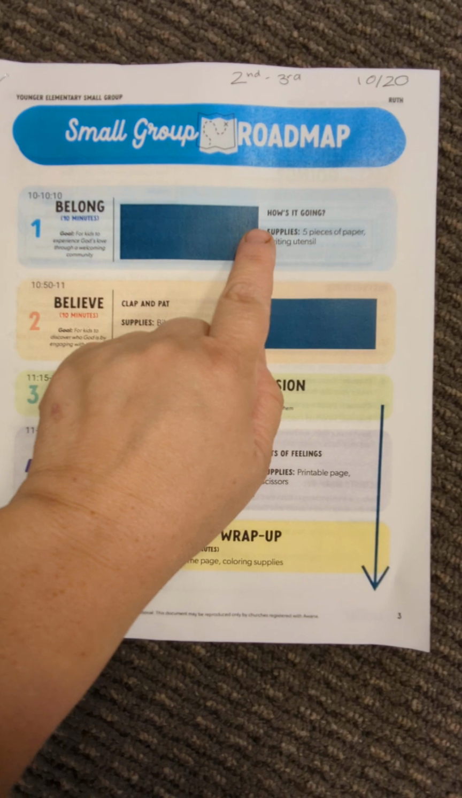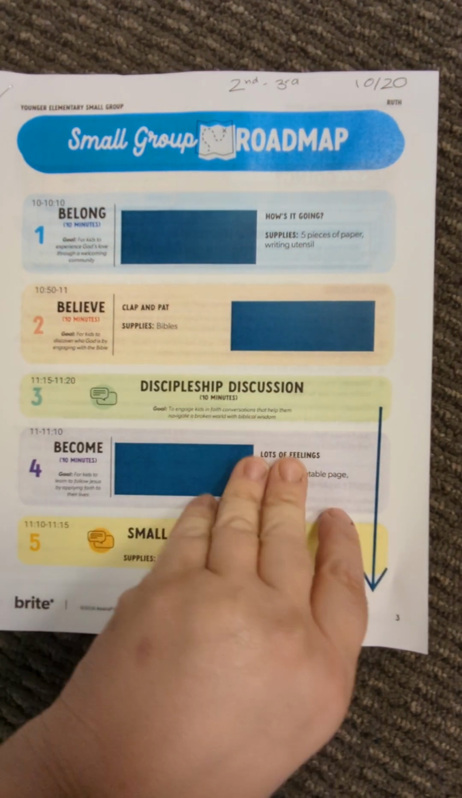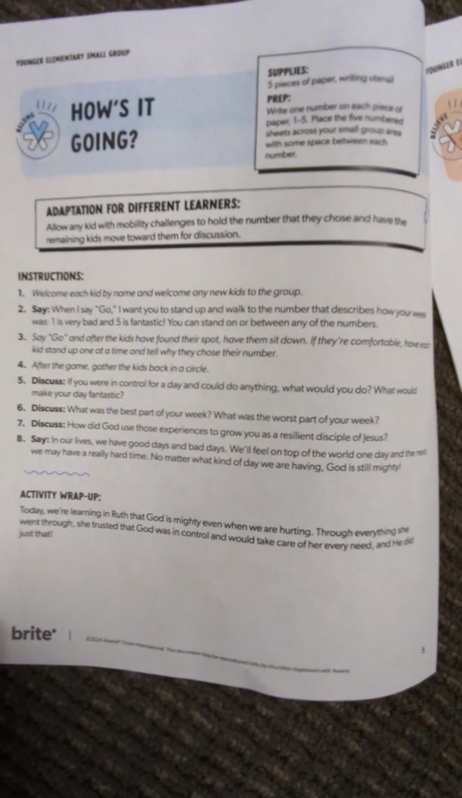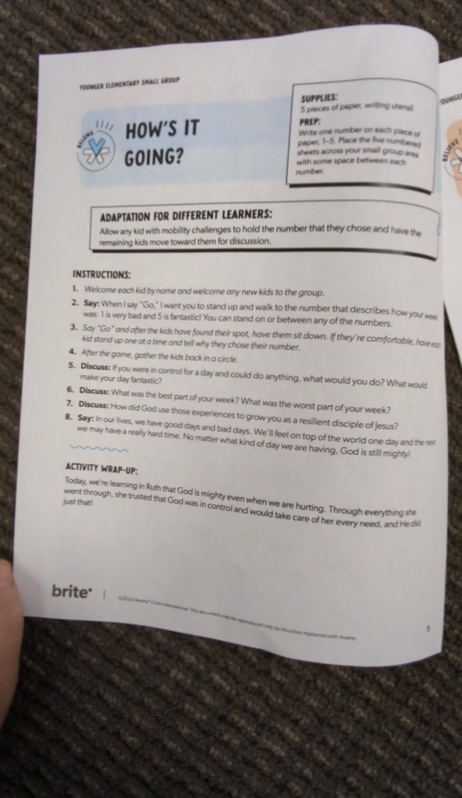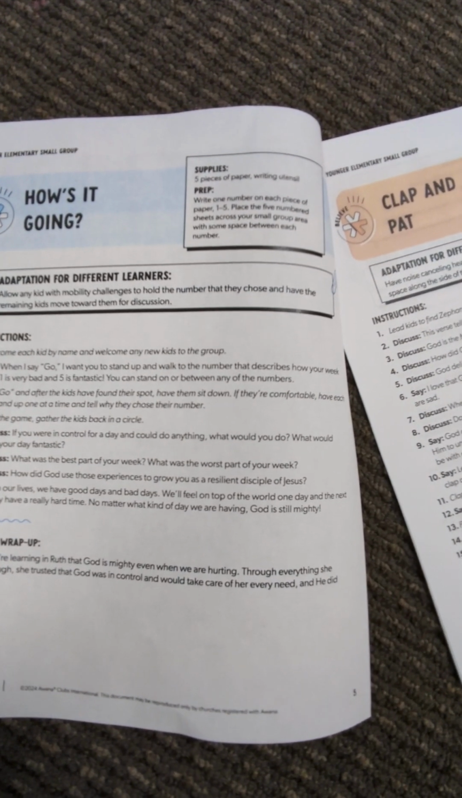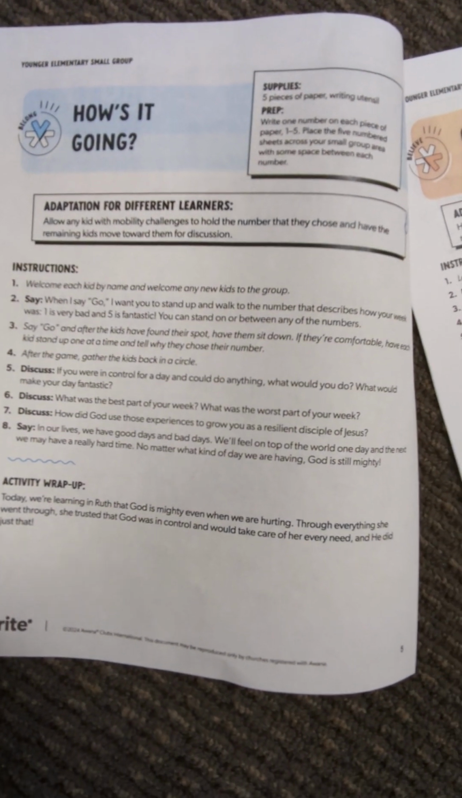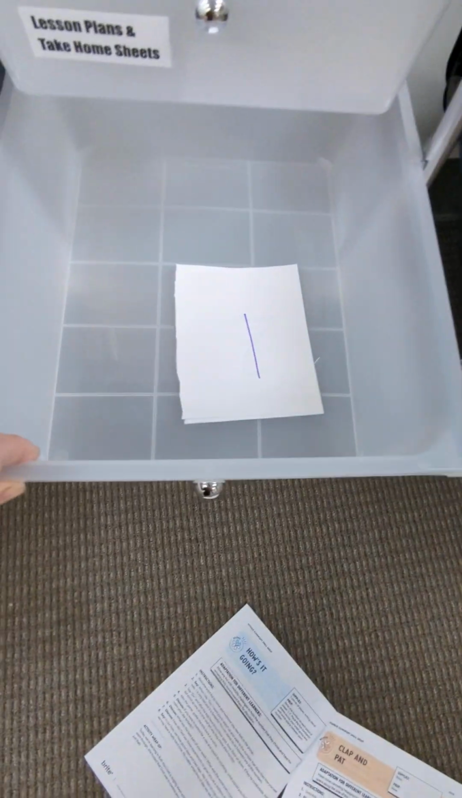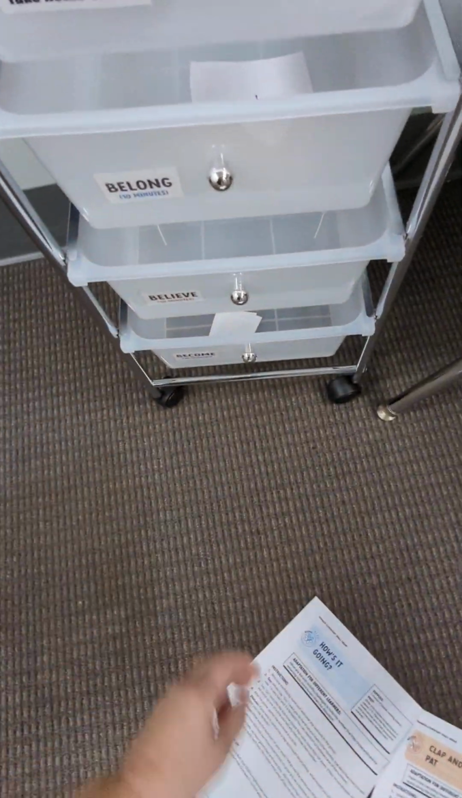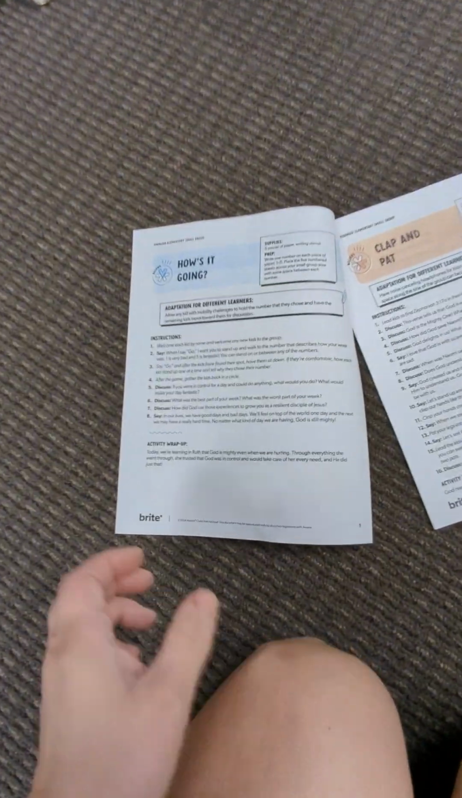So kindergarten, first grade, second and third grade, you're going to start with how's it going from 10 o'clock until 10:10. You need papers that are labeled 1 through 5 to do this activity. It is scripted if that is how you feel comfortable, but also if you've had a chance to look at it ahead of time and you feel comfortable without reading the script, I do highly recommend that, because the kids want to get to know you and your voice, not just the scripted curriculum. So if you look in here, belong, there's your numbers 1 through 5 papers. Kindergarten, first grade, you have the same thing.